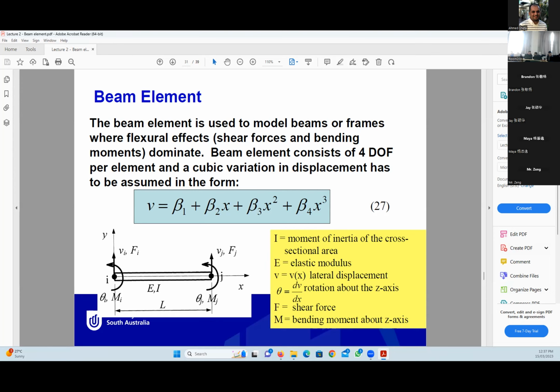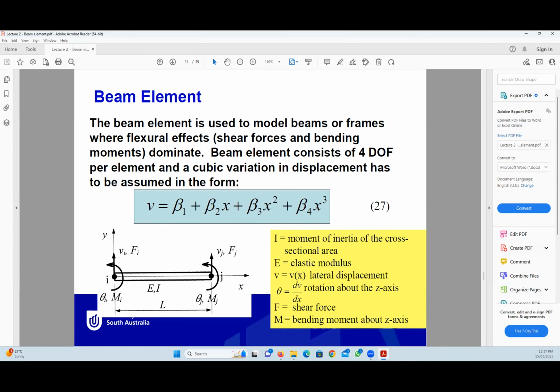I will give you a hint. The size of a beam element is the number of degrees of freedom times the number of degrees of freedom for the whole element. So the number of degrees of freedom is 4, so the matrix will be 4 by 4. And the shape function will include 4 parameters of a polynomial, and the order will be 3. So the polynomial will have a third order.